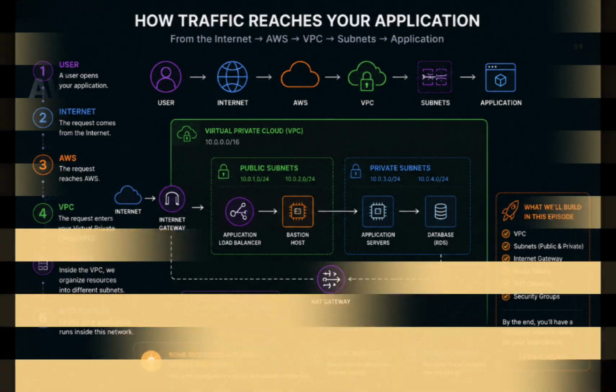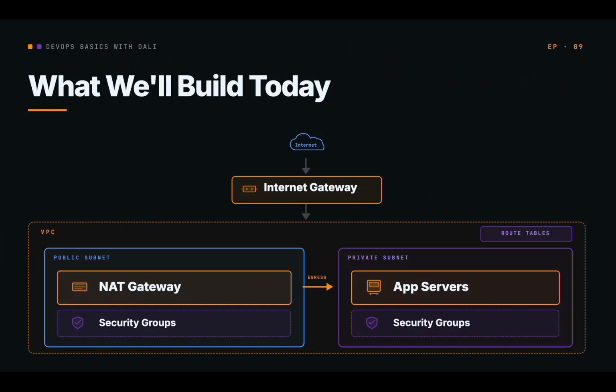Here's everything we'll build today. We'll start by creating our VPC. Then, our public and private subnets will connect the VPC to the internet. Configure routing, create a NAT Gateway, configure security groups, and by the end of this episode, we'll have a complete networking foundation ready for the rest of our Terraform series.